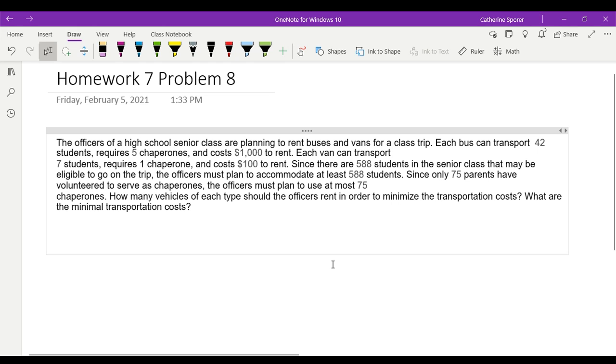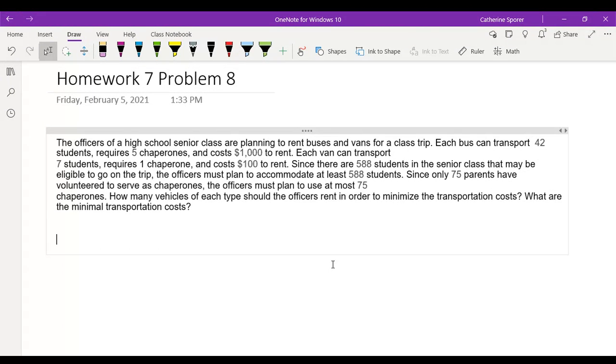This is some help with the setup for problem 8 on homework 7. So this is a linear programming application problem. The officers of a high school senior class are planning to rent buses and vans for a class trip. Each bus can transport 42 students, requires 5 chaperones, and costs $1,000 to rent. And each van can transport 7 students, requires 1 chaperone, and costs $100 to rent.